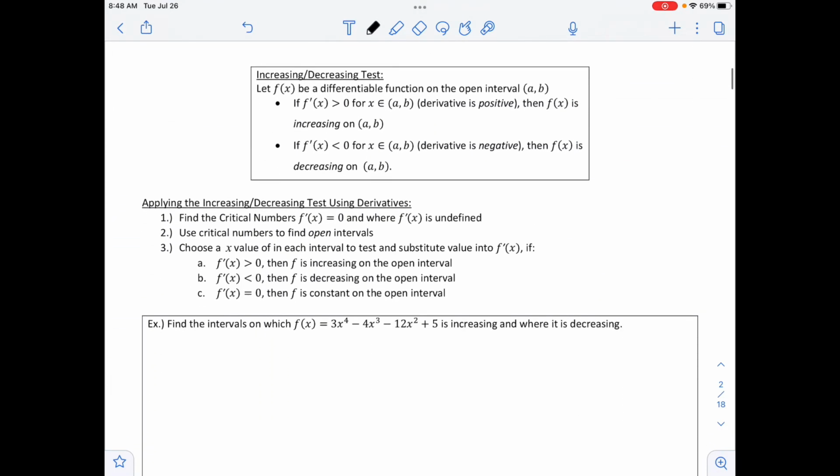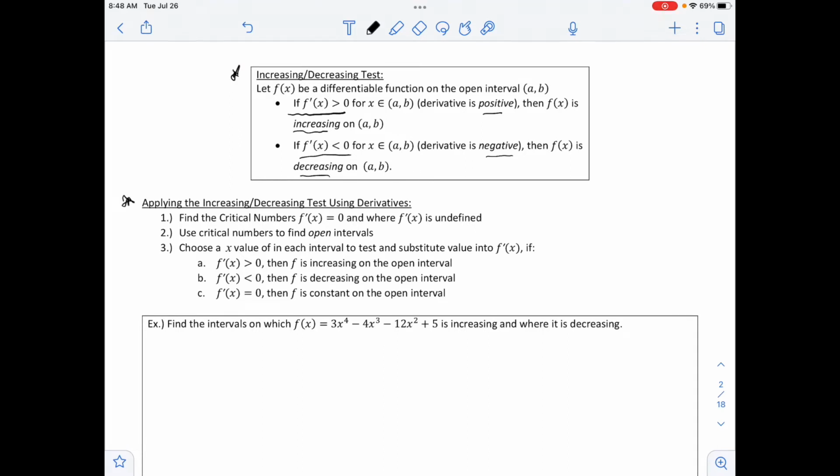So the first test that we have here is called our increasing and decreasing test. And this says let f of x be a differentiable function on the open interval from a to b. If our derivative f prime of x is greater than 0 for all the x values in that interval, so our derivative is positive, then f of x is increasing on that interval. Likewise, if our derivative is less than 0 or negative, then f of x is decreasing on that interval.